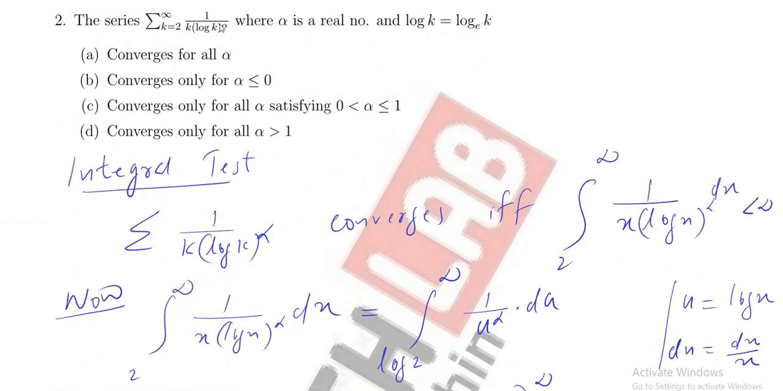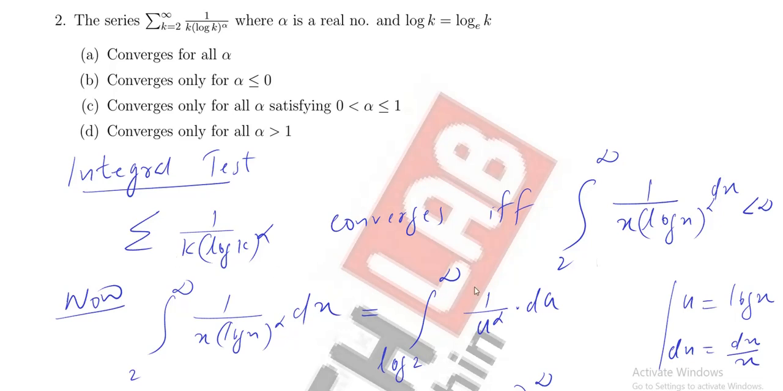A series is given, sigma 1 by k (log k) all to the power alpha, where alpha is a real number, and log k means logarithm with respect to natural base e. Okay, so we need to check the convergence of this series. So here we use the integral test.